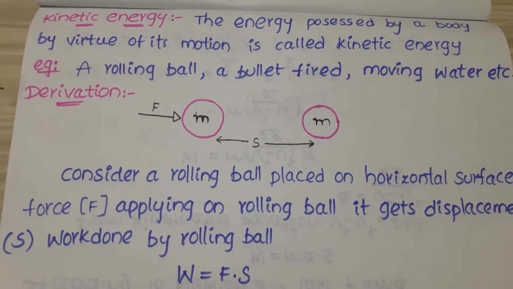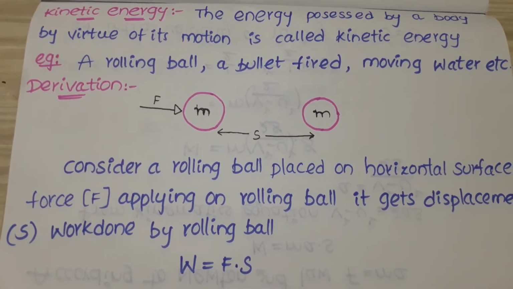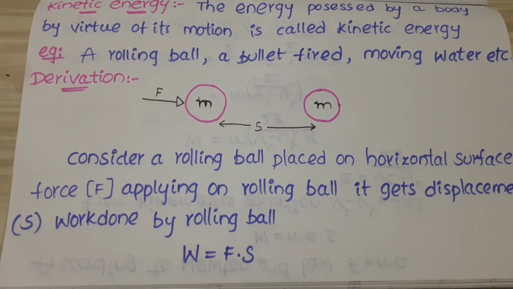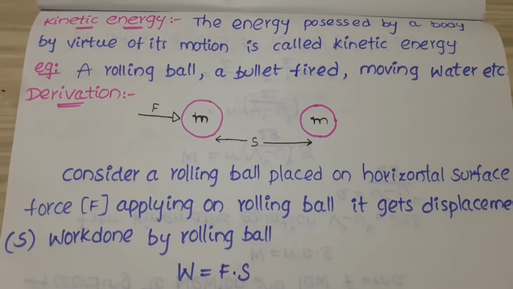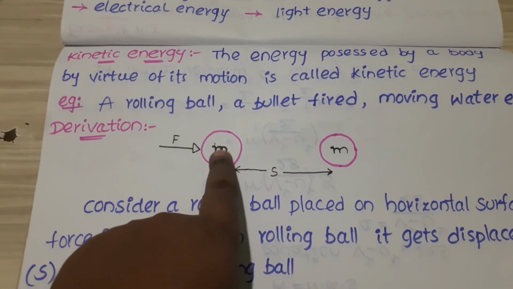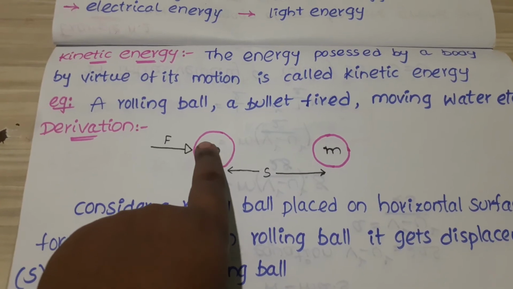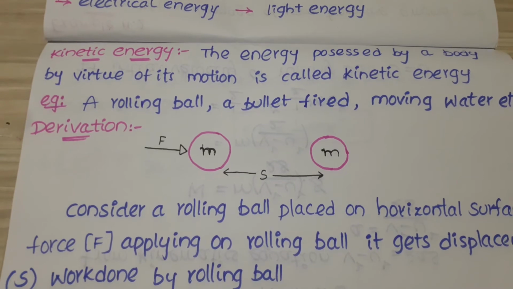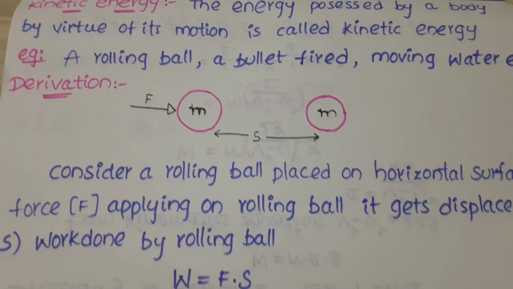Next topic, kinetic energy. The energy possessed by a body by virtue of its motion is called kinetic energy. So if a body is in motion, it has some mass with respect to velocity. In that situation the body is in motion, so if the body has some energy, that is kinetic energy.